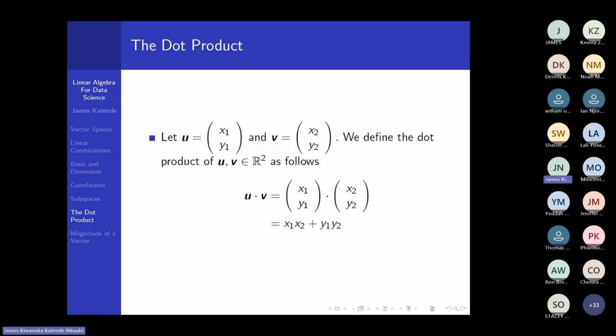So the dot product is obtained as follows. You multiply the components in the first slot, that's x1 and x2. You do the same with the components in the second slot, it's y1 and y2, and then you add. So this sum gives you the dot product of U and V. You realize that if you get the dot product of two vectors, the result is a number.